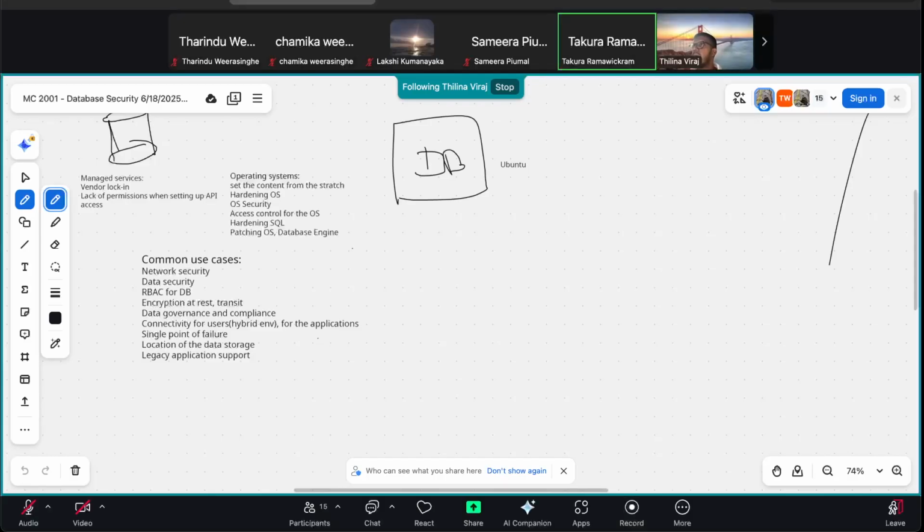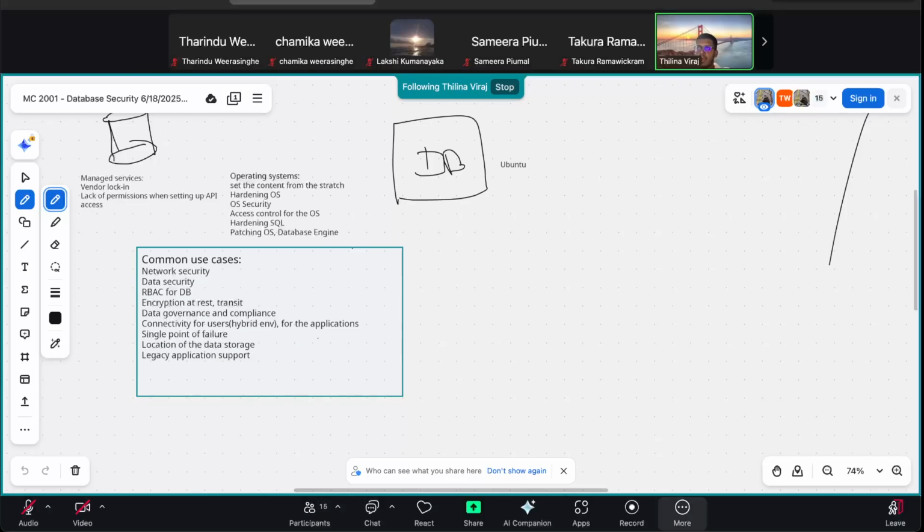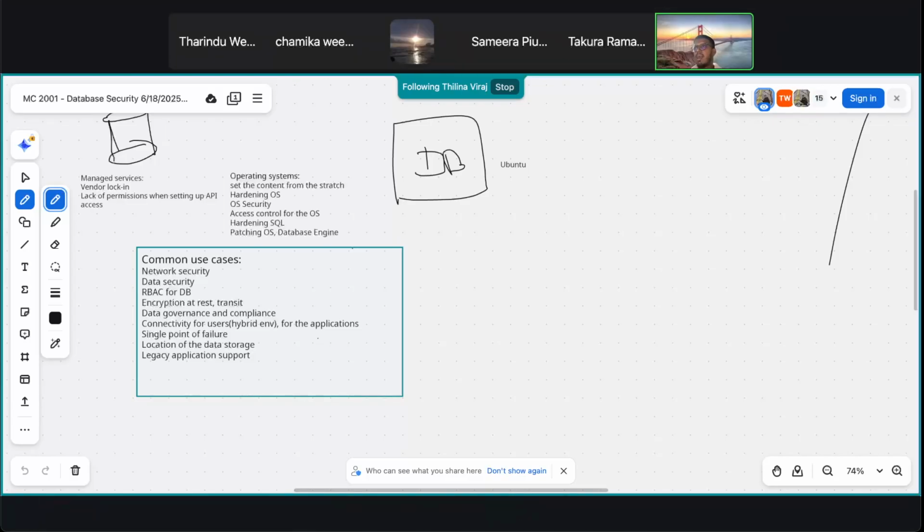Poorly managed identity and access management related issues. Yeah, IAM related issues, right? RBAC for database, yeah. I'll keep this here. This will be a common issue for both.